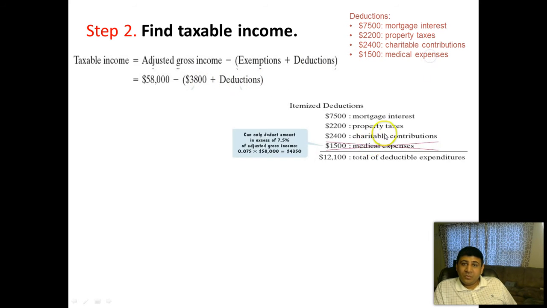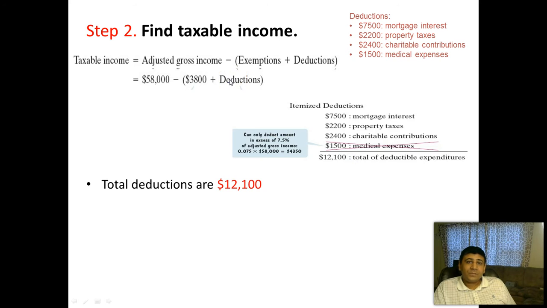But you need to pay attention. According to the tax laws, if the medical expenses are less than 7.5% of your adjusted gross income, you cannot count those into the deductions. It has to be more than 7.5% of the adjusted gross income. So all the deductions come out to be $12,100. Put that into this one.